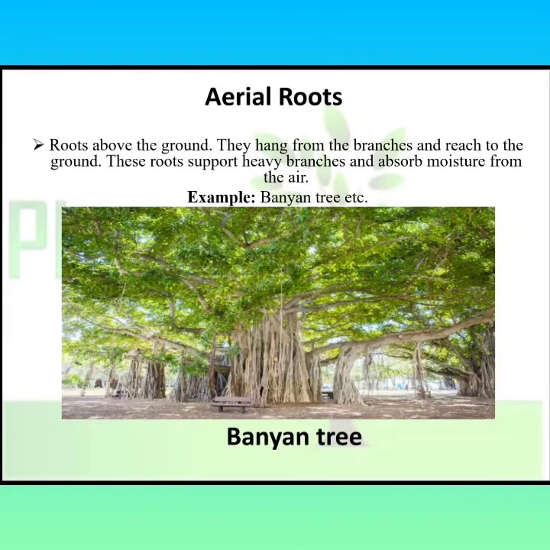Now we will talk about the aerial roots. What is the meaning of aerial? The part that hangs in the air. So, aerial roots means the roots which are hanging above the ground. They hang from the branches and reach to the ground. These roots support heavy branches and absorb moisture from the air. Example, banyan tree.